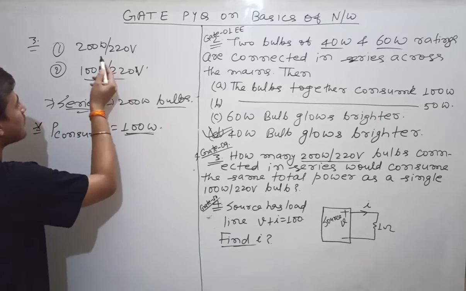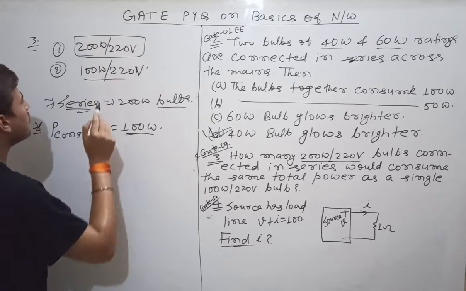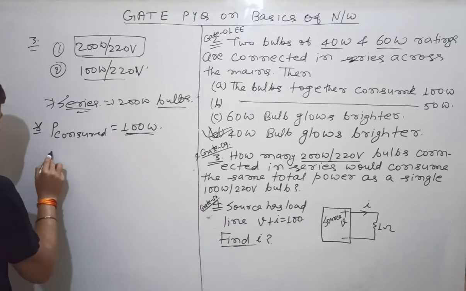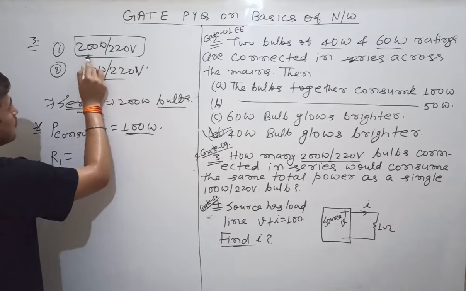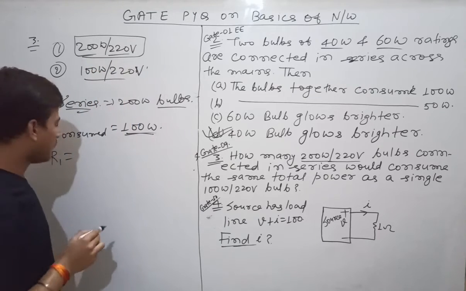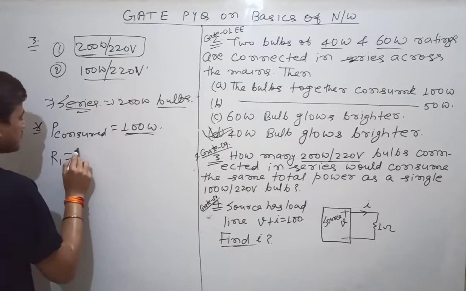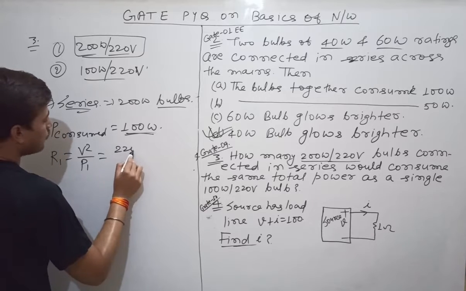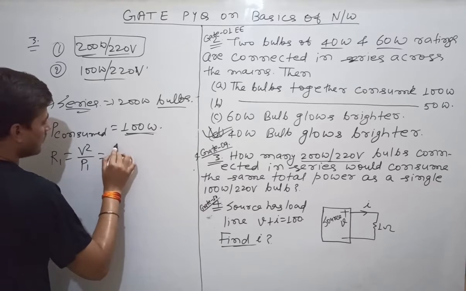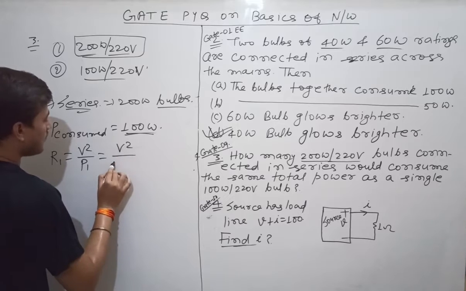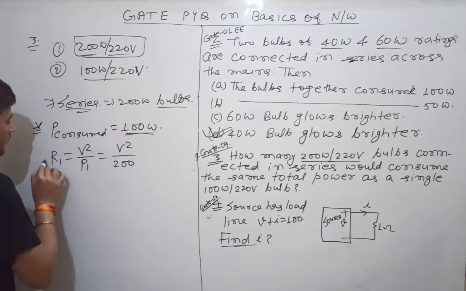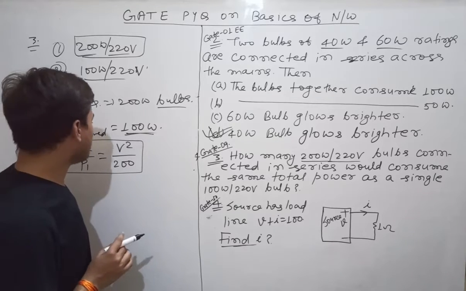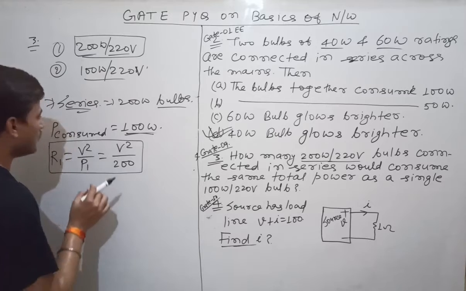Now when you are connecting many bulbs in series, you will have to write the resistance of the first bulb, that means the 200 watt, 220 volt bulb. What will be the value of resistance? Resistance is V square divided by P1. So R1 is equal to V square divided by 200.